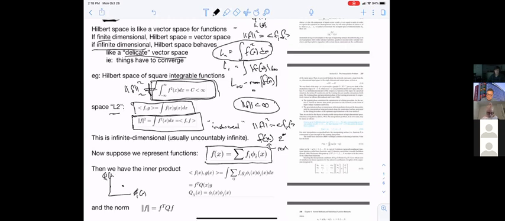Any point here, which could be some function f, might be a sum of a times phi1 of x plus b times phi2 of x, right? So this is still a two-dimensional space. I only have two dimensions, but every element in that two-dimensional space is a function. It's the space of all functions that can be written as a linear combination of these two functions. So that's a two-dimensional Hilbert space of functions.